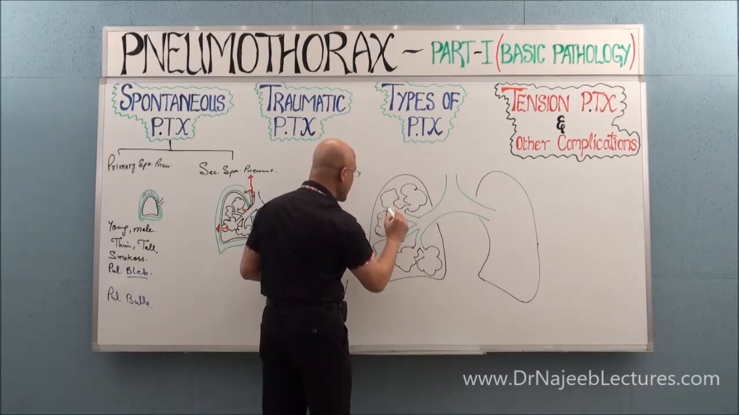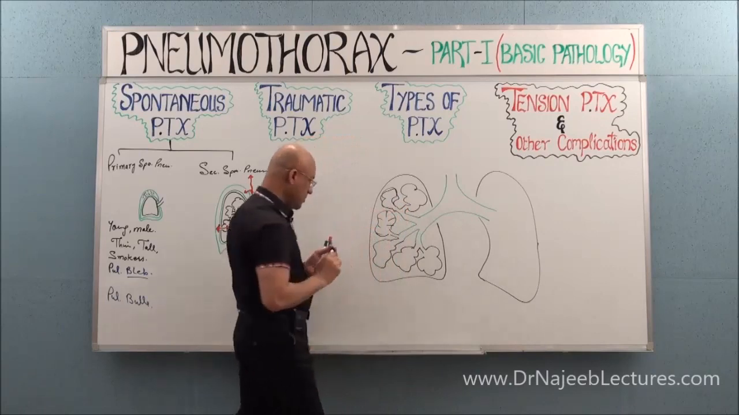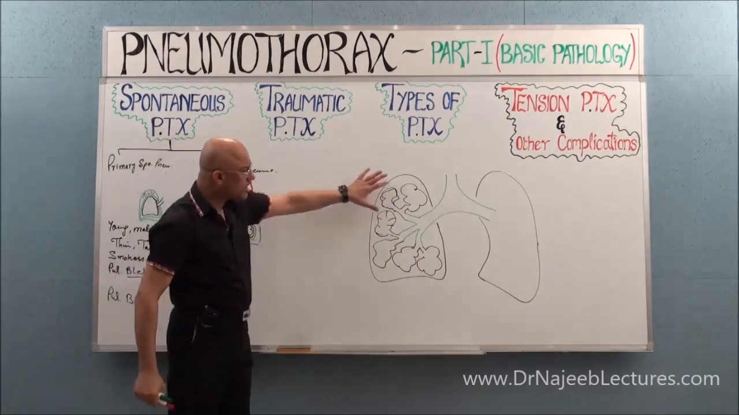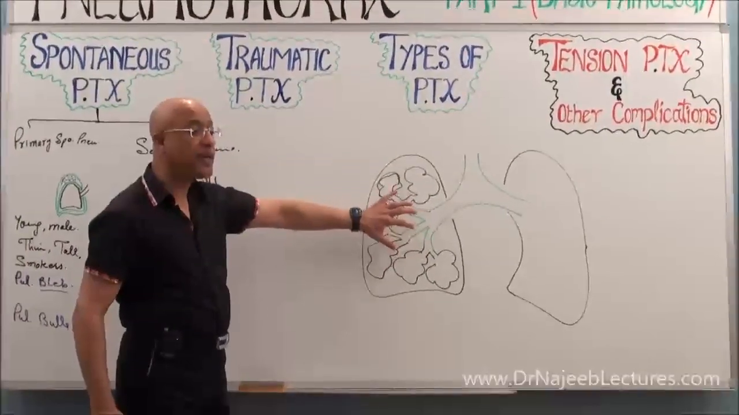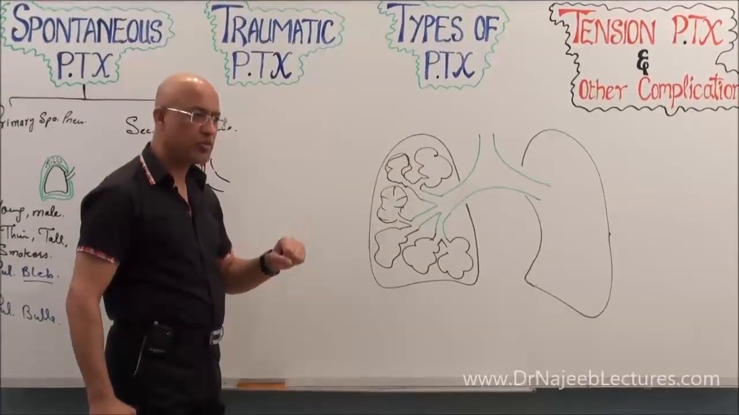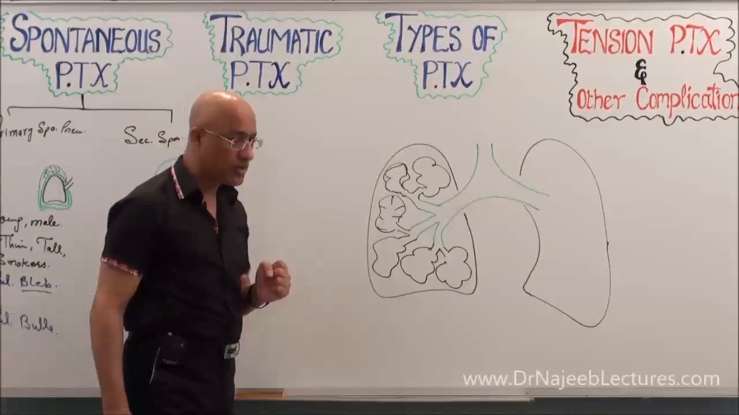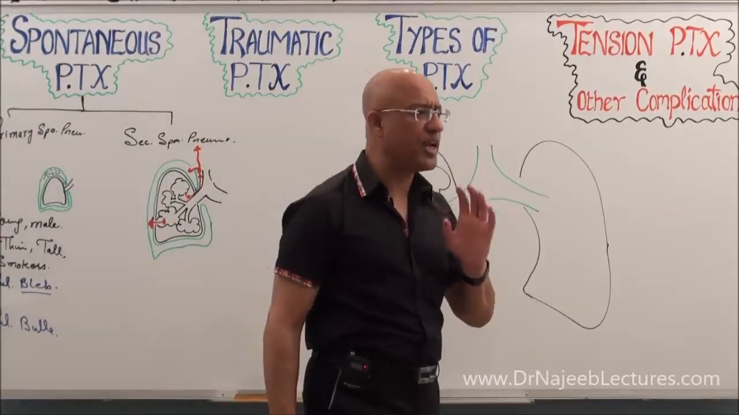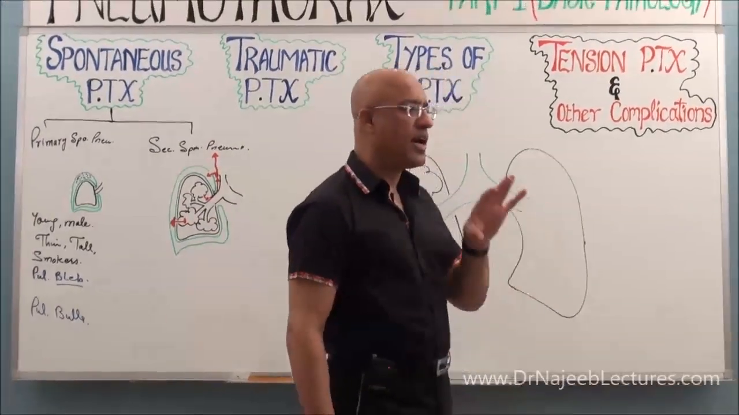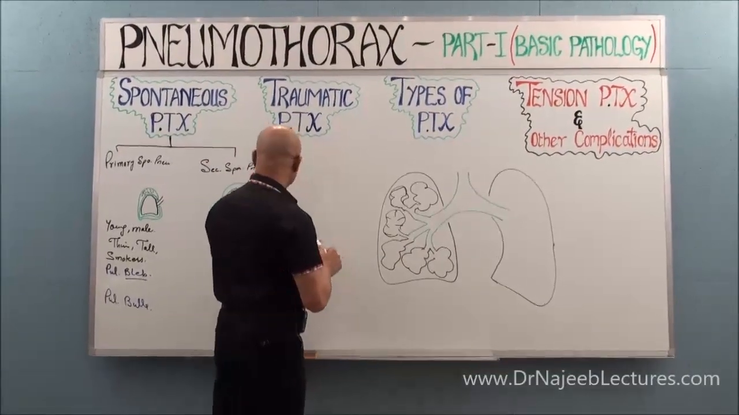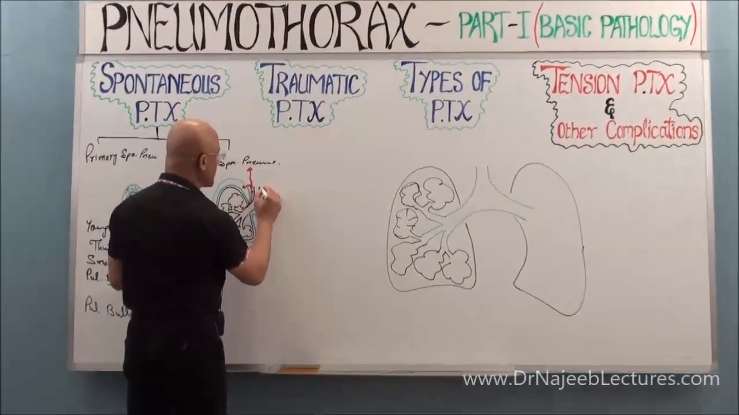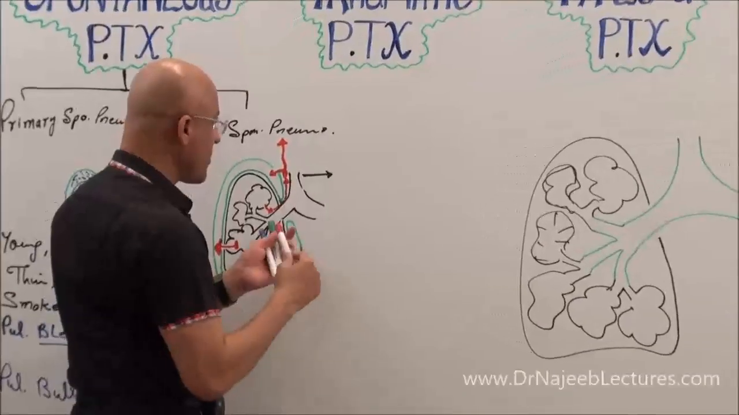It's a simplified diagram. Now, what could be the different diseases of lungs which can lead to spontaneous secondary pneumothorax? Answer is almost every lung disease. But still, I will stress on the more common. First of all, first group of diseases is obstructive lung diseases. What are they?